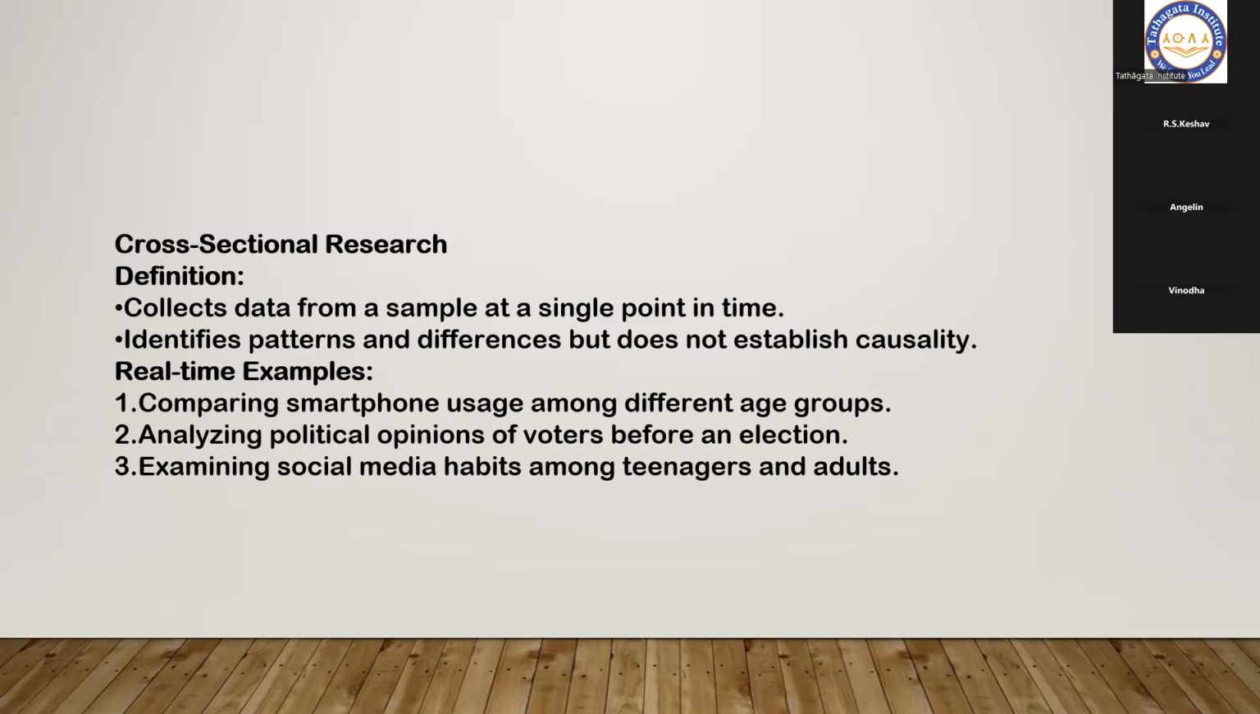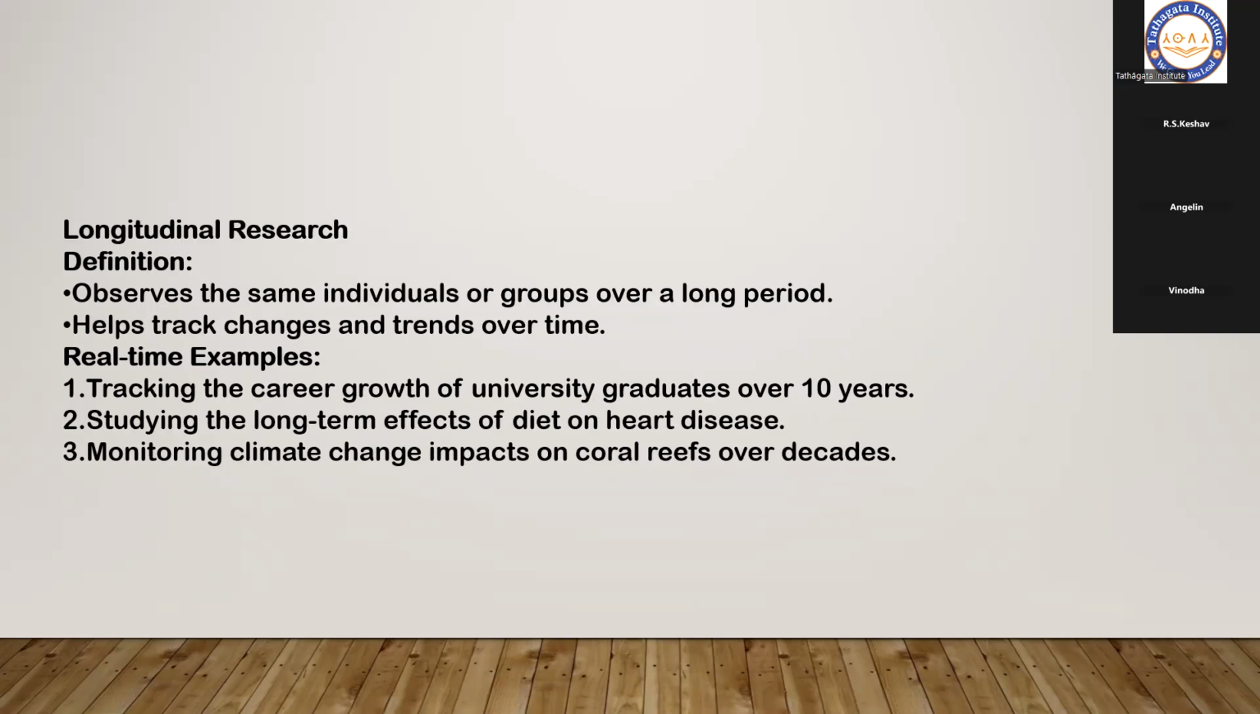Basically, cross-sectional research is a study which is conducted on different groups at the same time. The next research is longitudinal research. It studies the same group over a long period of time, because things may change for each person during the course of life, right?